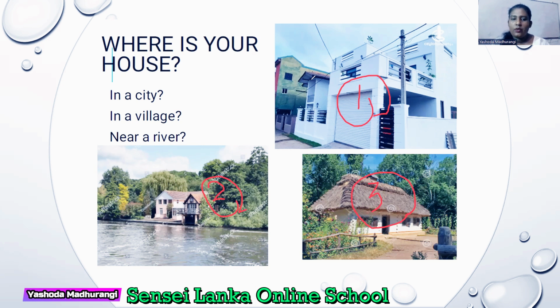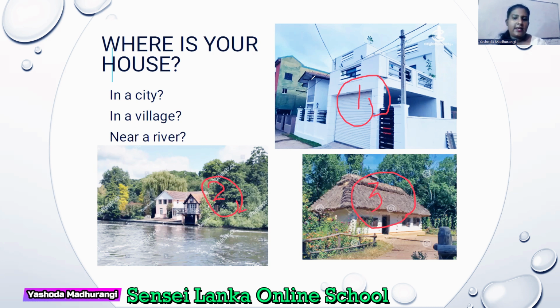Come to number 2. See how beautiful. It is located near a river. Maybe it is very cold. We can feel, when we look at the picture, can you feel? Maybe a very comfortable house near a river. But also dangerous. If there is a flood, it is dangerous.